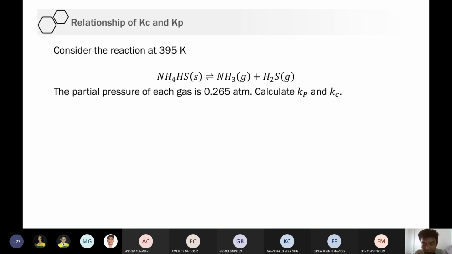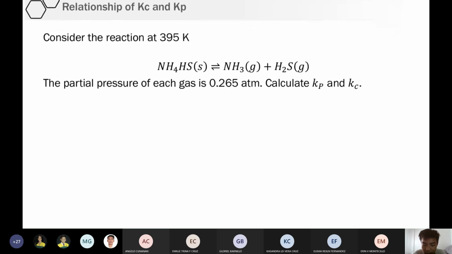So consider the reaction at 395 Kelvin. We have this substance decomposing into ammonia and hydrogen sulfide. The pressure of each gas is 0.265 atm. Calculate Kp and Kc.